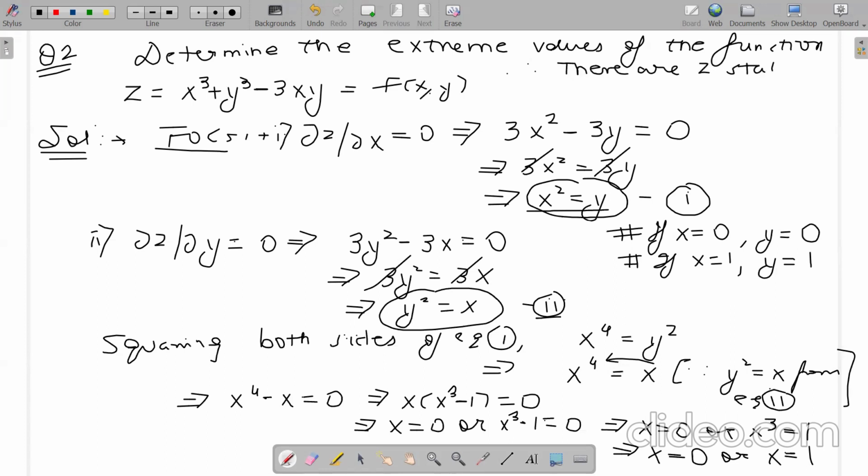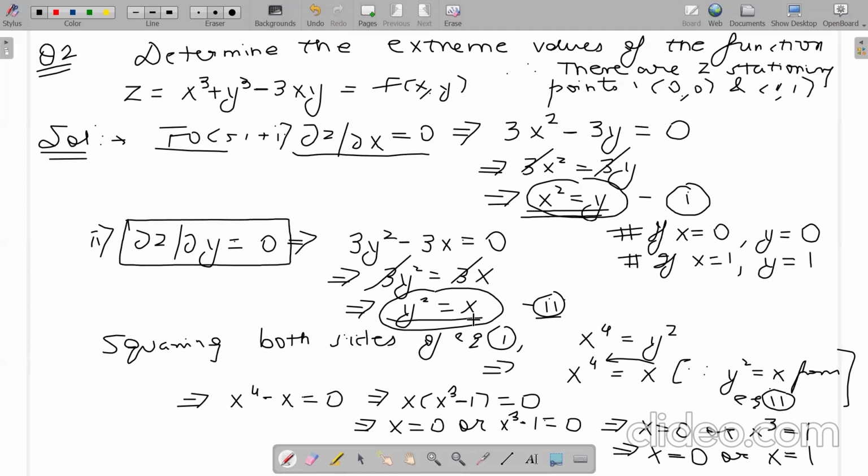There are 2 stationary points, which are x and y both taking the value 0, and x and y both taking the value 1. I am revising this again. Del z by del x equal to 0 gave me x square equal to y. Del z by del y equal to 0 gave me y square equal to x. How do I solve this?